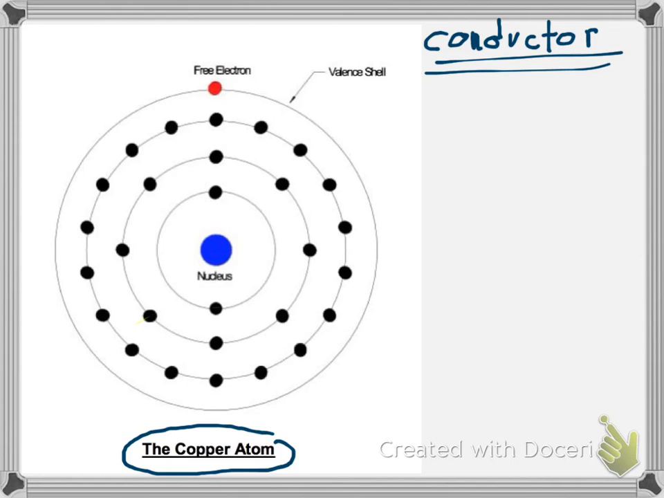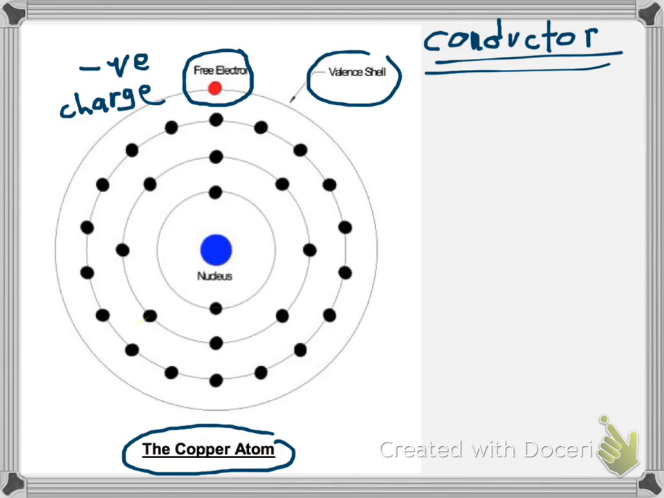Okay, so the outer shell is called the valence shell. Notice that there's only a single free electron, and that free electron has a small negative charge. And you may recall that from earlier courses in chemistry and/or physics. All good conductors have a very small number of electrons in the outer shell. Copper only has one, so it's an excellent conductor.